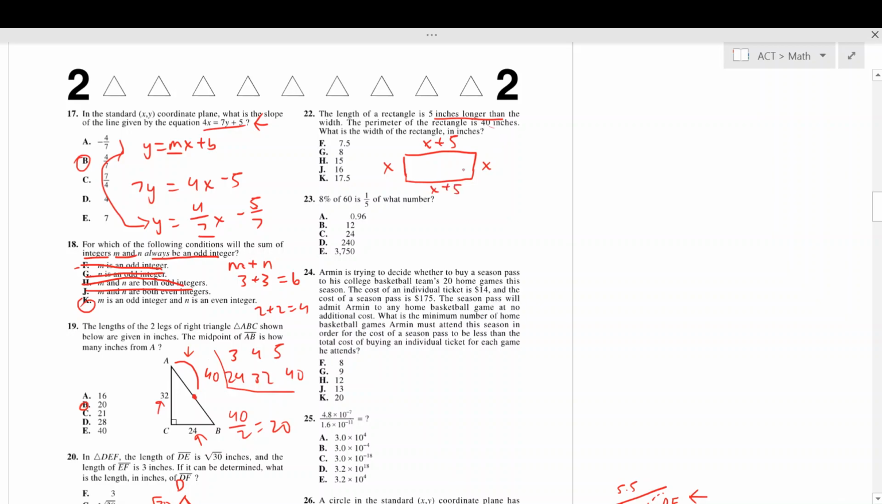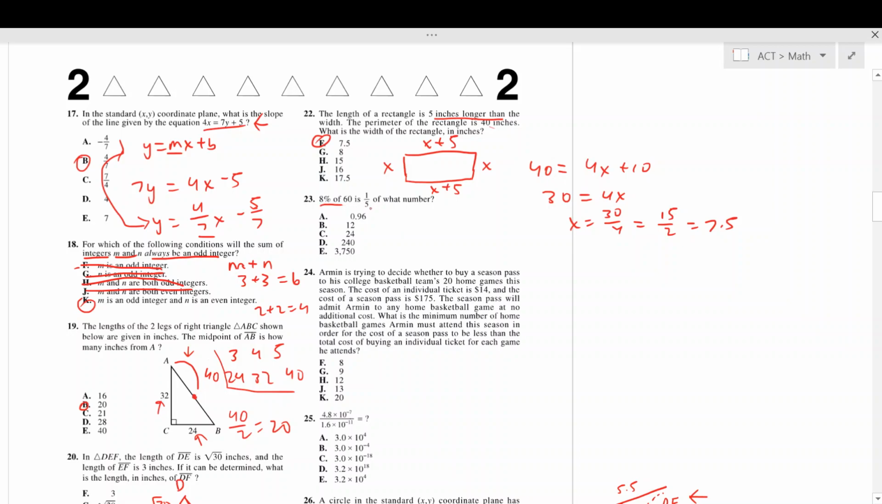The perimeter is 40, and the perimeter of a rectangle is when you add all the sides together, right? So 40, the perimeter, must be equal to all of this added together. So x plus x plus x plus x, 4 x's, plus 5 plus 5, plus 10. Solve the equation, subtract 10 on both sides, and then x equals 30 over 4, which is equal to 15 over 2, so about 7.5, so exactly 7.5 actually. And then x is our width here, right? So we don't need to do any more. It's 7.5.